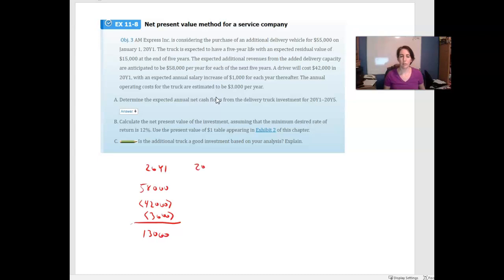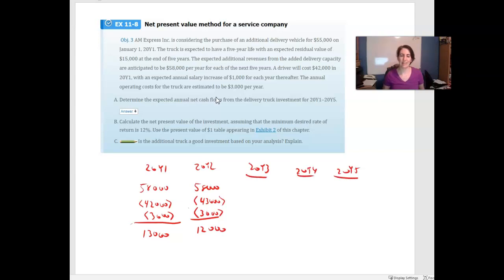All right, 20Y2, well, it's $58,000, but now my driver gets a raise, right? He gets $1,000 extra. So now you're looking at $43,000. And you still have $3,000 in costs on the truck. So now it's $12,000. Okay, see where this is going? The idea is that it's going to change from year to year. So you've got 20Y3, 20Y4, 20Y5. Okay, so each year you're going to have to be doing this.